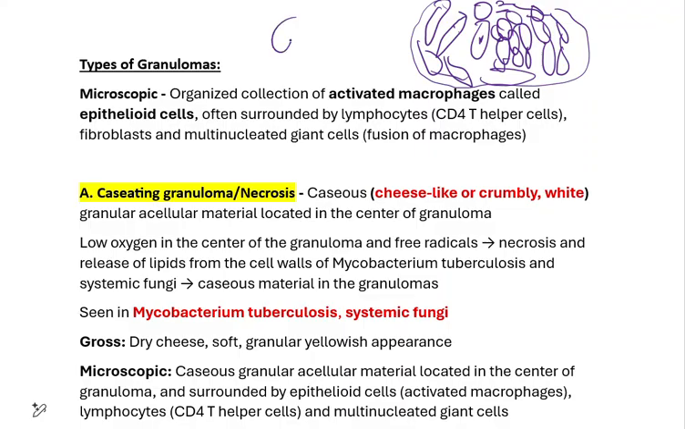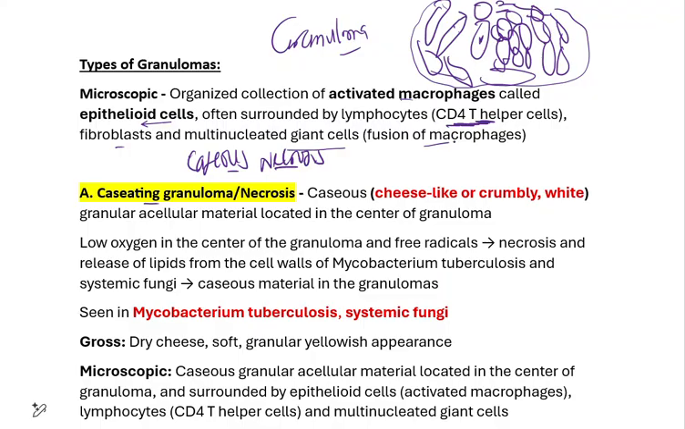When you look at the granuloma, it's an organized collection of activated macrophages called epithelioid cells, often surrounded by your CD4 T helper cells, fibroblasts, and a multinucleated giant cell, which are fused macrophages. This granuloma could be a caseating granuloma, which now leads us to talk about caseous necrosis. That's why I decided to talk about caseous necrosis and granulomatous inflammation together. So what's caseous necrosis? It's also under granulomatous inflammation.